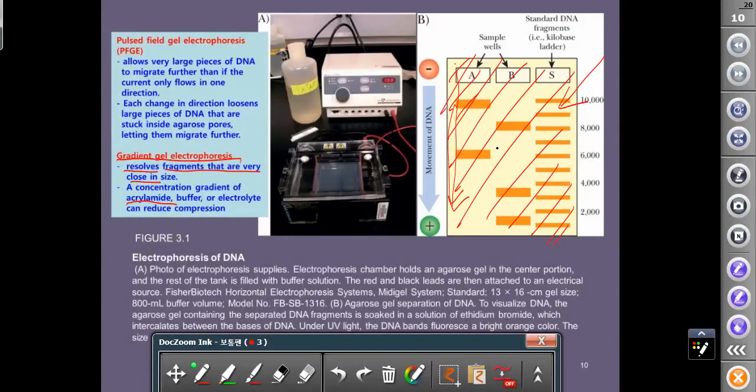For example, in normal electrophoresis, you get two bands very similar in size. Therefore, you will see those bands almost overlapping, so you don't know which one is which. But if you apply this technique, you can enhance the separation between these two bands.